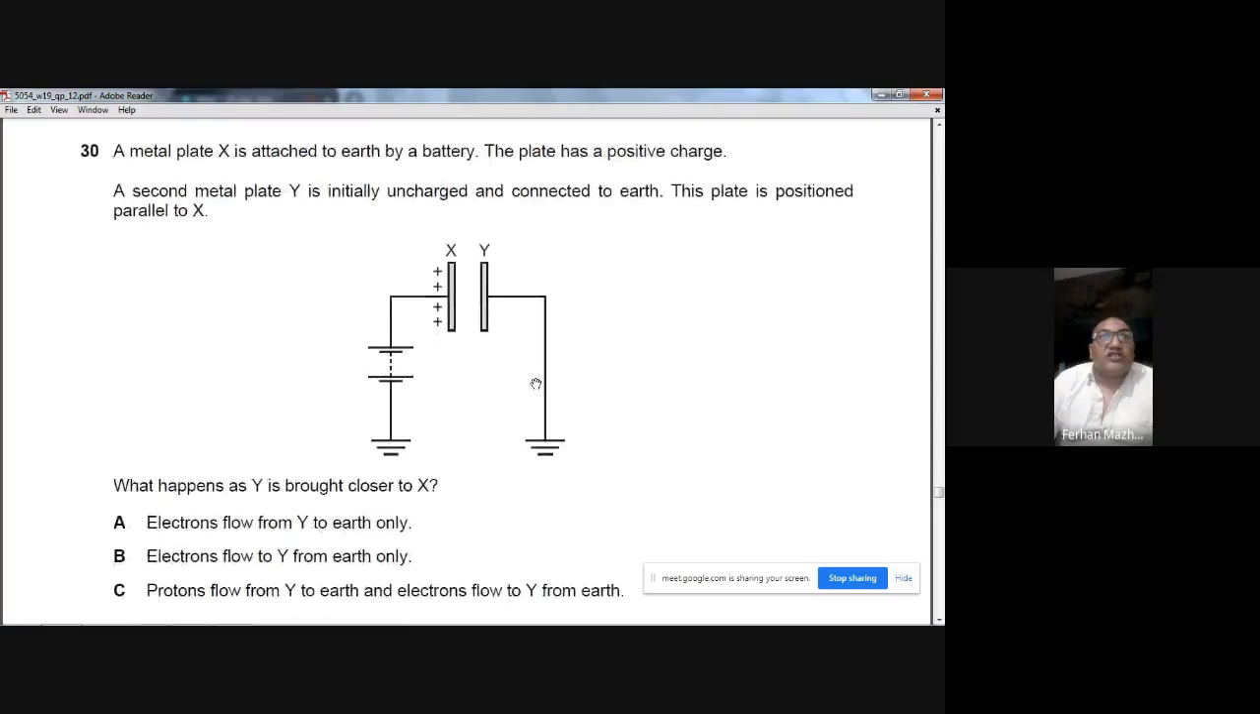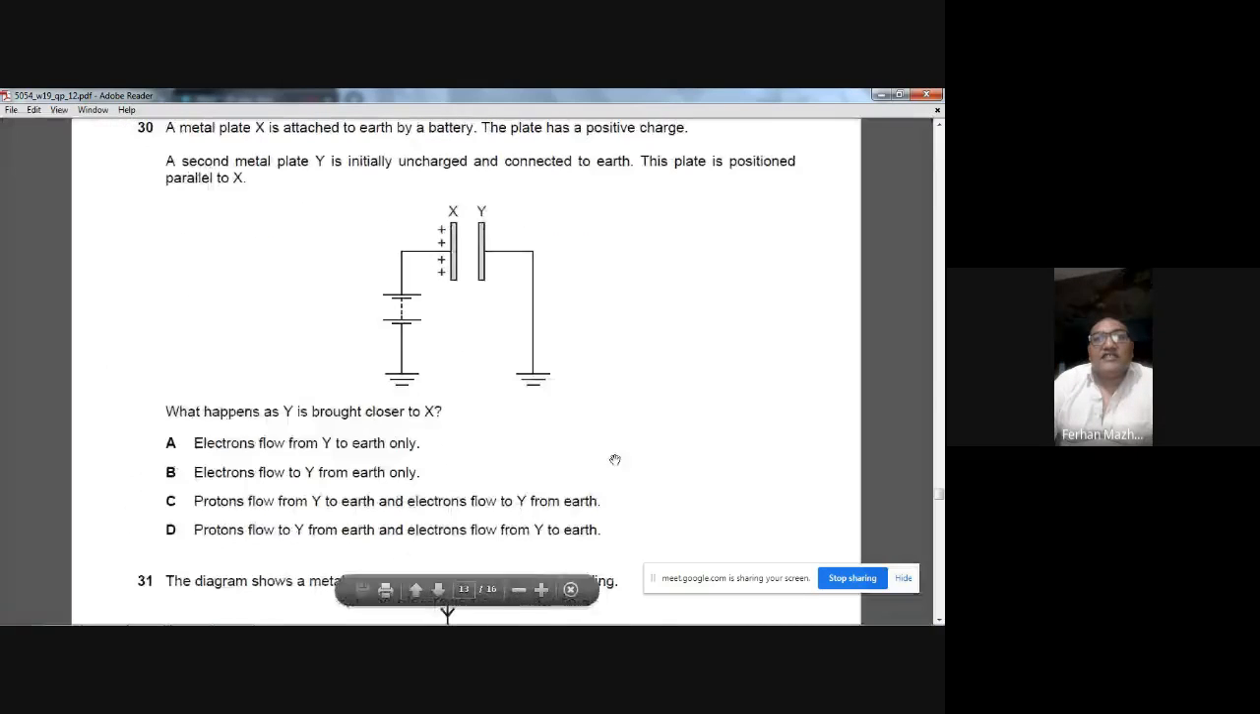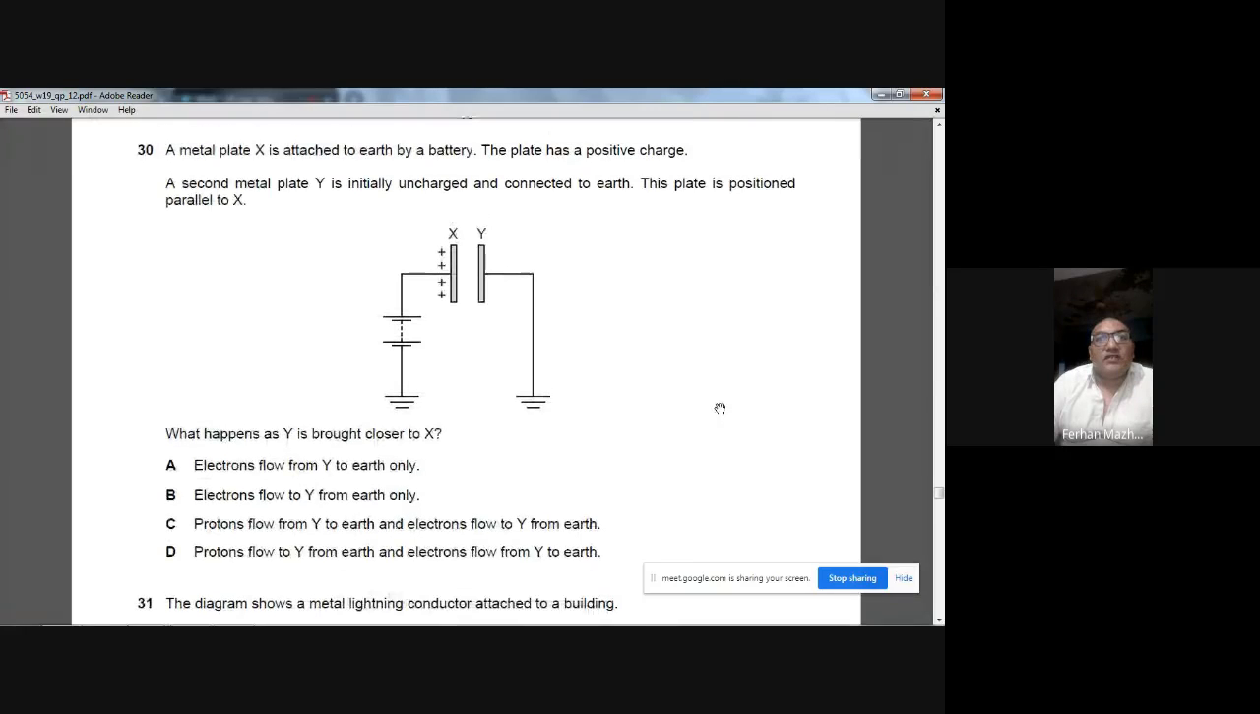Next question is question number 30. Let's reduce its size a little bit. Okay. On your screen, you can see question number 30. A metal plate X is attached to Earth by a battery, and the plate has a positive charge. A second metal plate Y is initially uncharged and connected to Earth. This plate is positioned parallel to X. What happens to Y as Y is brought closer to X?